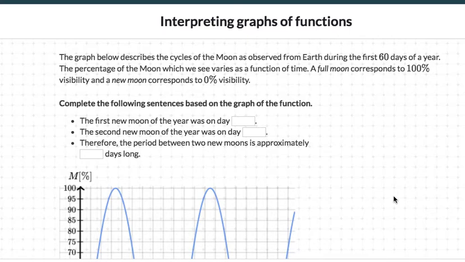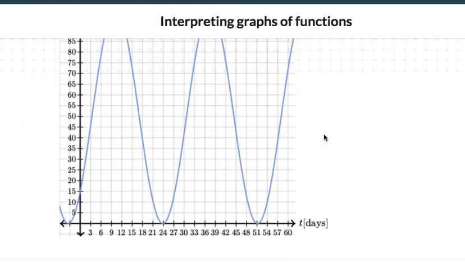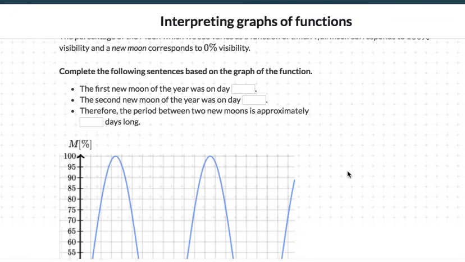Okay, we'll take a look at one more. Again, similar sort of question to the heartbeat question. In this case, we've got cycles of the moon observed from Earth during the first 60 days of a year. The percentage of the moon we see varies as a function of time. This, of course, is a real-life situation. A full moon corresponds to 100% visibility. We can see the full moon right there, full moon there, full moon there. And new moon corresponds to 0% visibility. There's your new moon here, new moon there, and there's also a new moon right there as well. We'll talk about that in a minute.